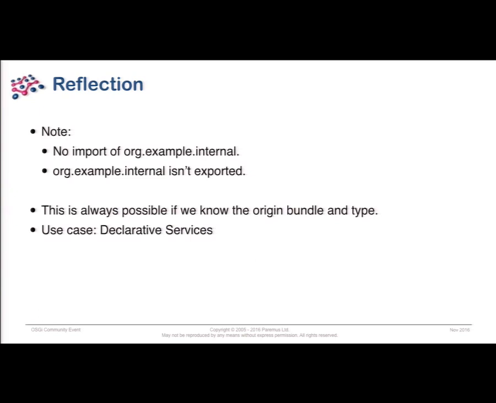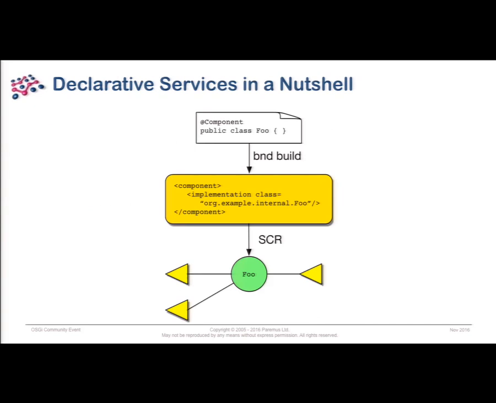Now, you note that there was no import of the internal API. It wasn't exported. And this is always possible as long as we know the type name and the bundle that it's coming from. And a major use case of this is something like declarative services. So in declarative services, we have component classes that we annotate with the @Component annotation. The build tool creates an XML file inside the bundle, and the XML file is declaring the name of an internal class here. And then at runtime, the service component runtime, SCR, creates a component called Foo, and it wires it up to services for us and manages the object for us.